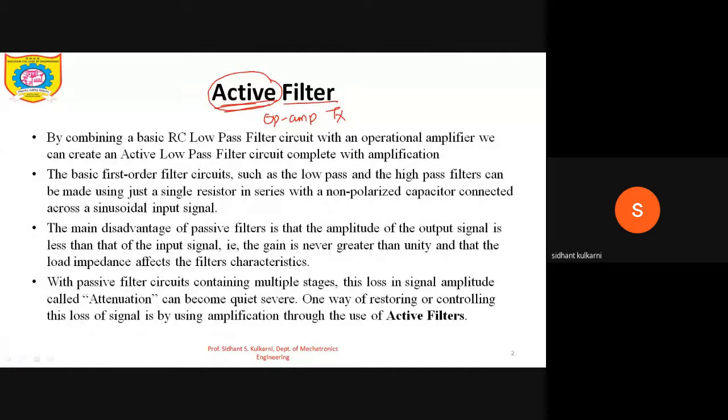Now, by combining a basic RC low pass filter circuit with an operational amplifier, op amp, we can create an active low pass filter circuit, complete with amplification. Now try to understand, there are also passive filters which are not able to amplify the output, but are only able to pass the high pass component or low pass component or band pass or band reject, depending on which category we are designing it for.